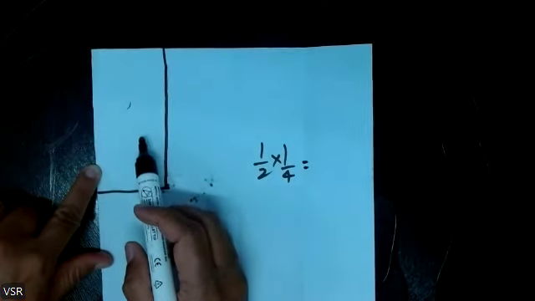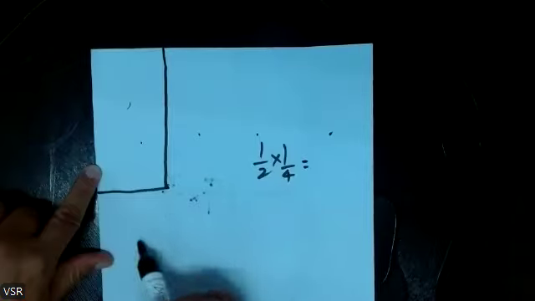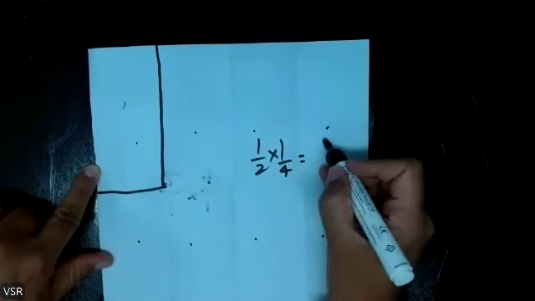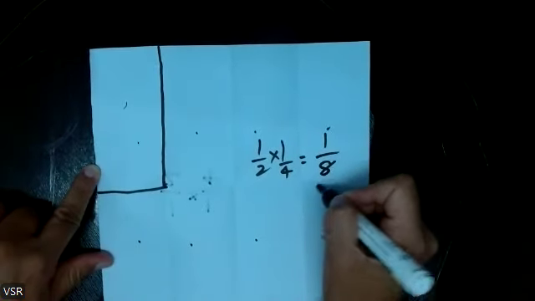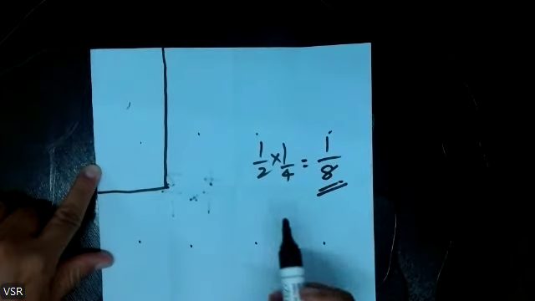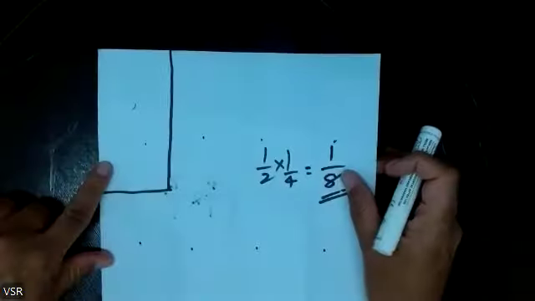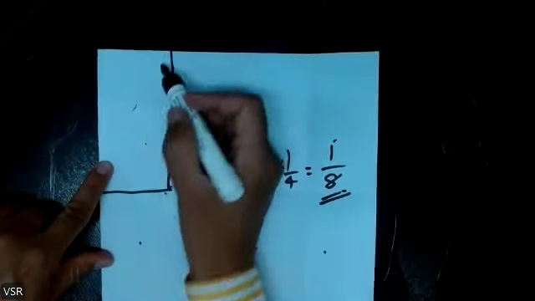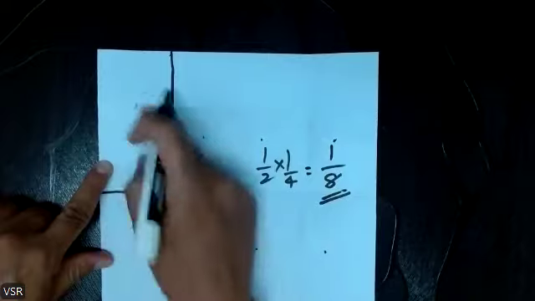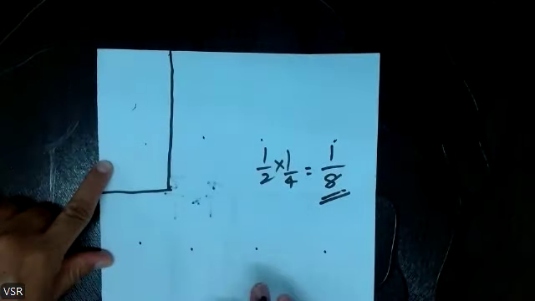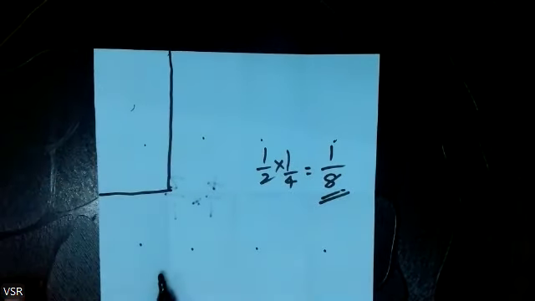That is, now I have got 1, 2, 3, 4, 5, 6, 7, 8. So this will be 1 by 8. That's all. This is the answer. So half into 1 by 4 is 1 by 8. What I did is I just cut it into half. Then I made 4 folds and I know this is 1 by 4 of this half. That's all. Right, friends? So it is very simple.